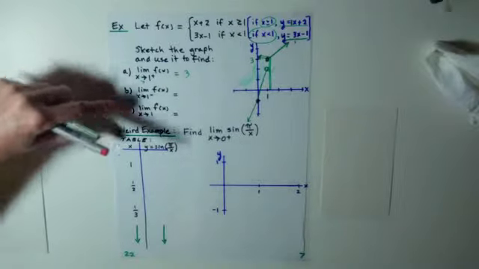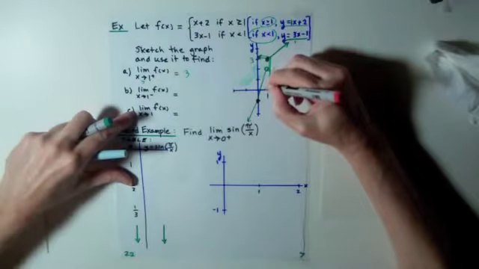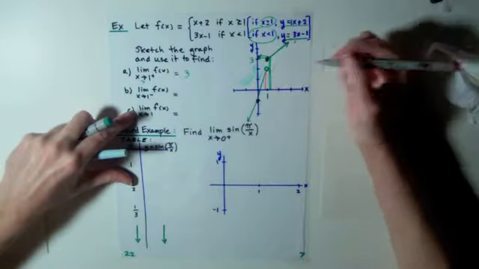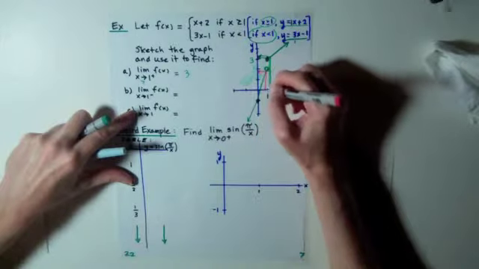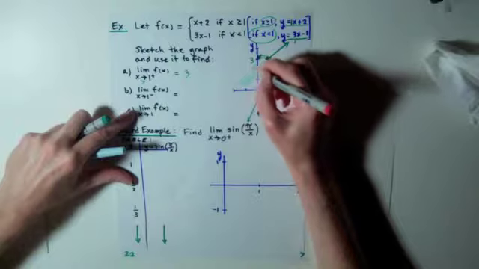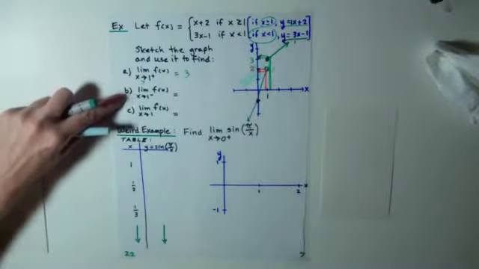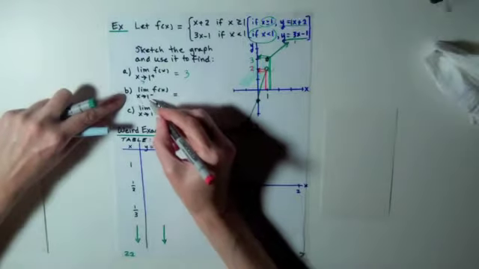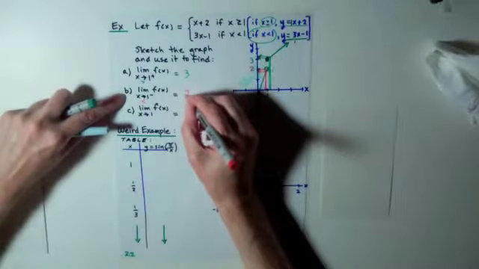If we allow x to approach 1 from the left, well, plugging in a value that's a little bit smaller than 1, I go up to my graph and over. The closer I get to 1 from the left, the closer these output values appear to be getting to the number 2. And so the limit as x approaches 1 from the left, through values that are a little bit less than 1, of f of x would be equal to 2.